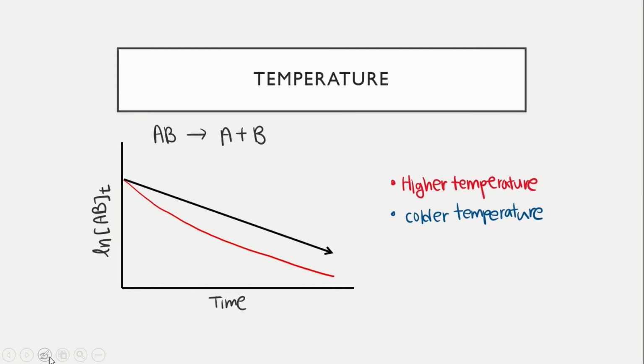But in colder temperatures, molecules would have less kinetic energy, so the reaction rate would be slower. So natural log AB, or the concentration of AB, would decrease but more slowly. So this is how the graph would look like.